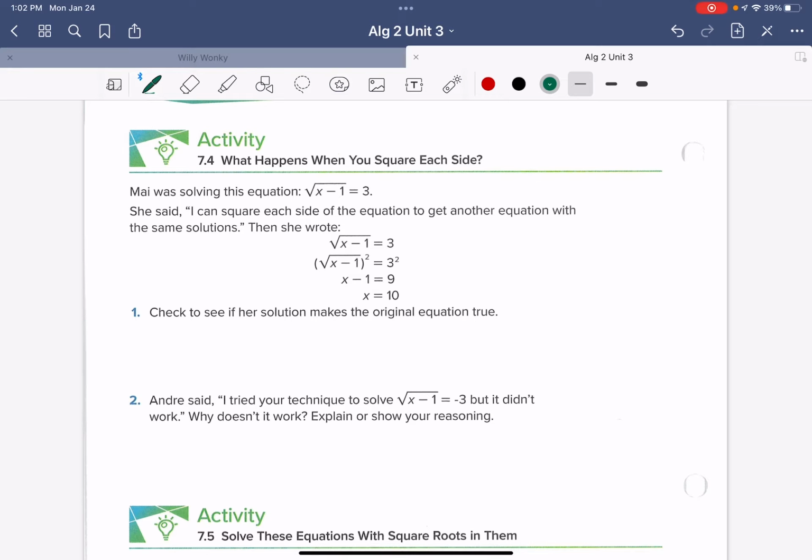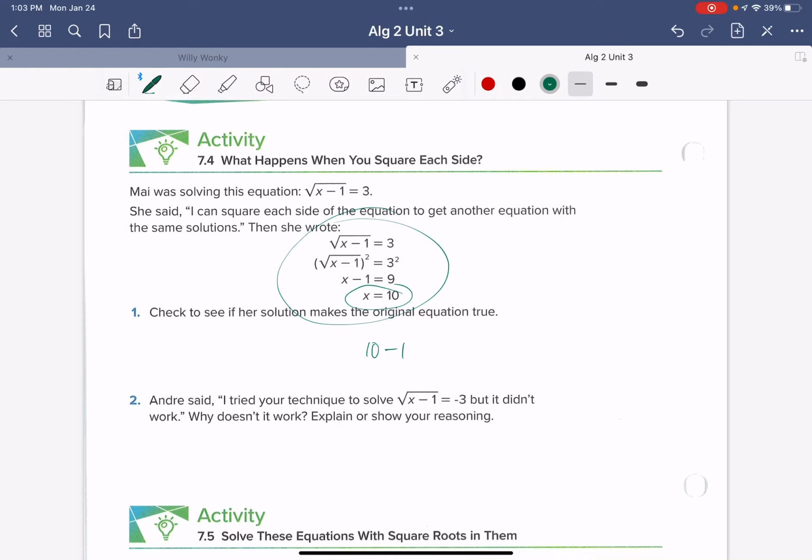Now we're going to look at squaring each side of the equation. If we square each side of the equation, we don't have to worry about plus or minus because of what's going to happen in this problem here. So they're just saying this is how you solve this. You square each side, you add 1 over, you get x is 10. So to prove that x is 10, I'm going to put 10 back into the equation.